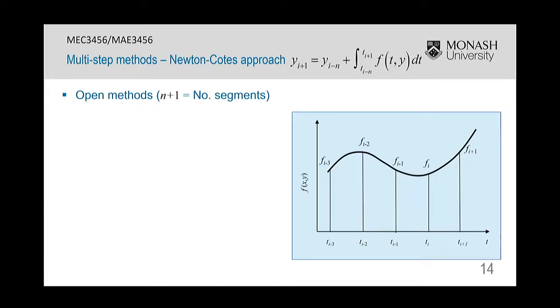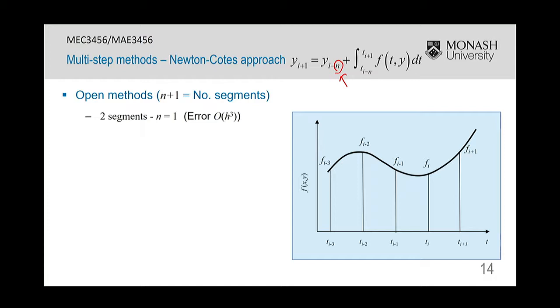Now, the nomenclature I'm going to use for the Newton-Cotes approaches will be slightly different to what I've used before, so please pay attention. The n here is going to be equal to the number of segments minus 1. So if n is equal to 1, the number of segments will be 2. Let's have a look at a couple of different open methods using the Newton-Cotes approach.